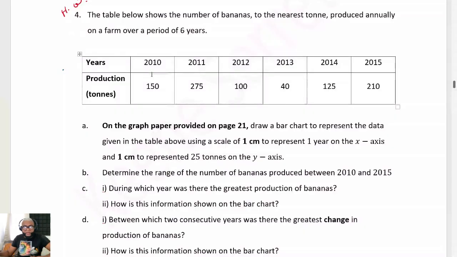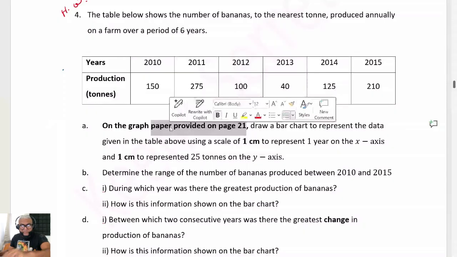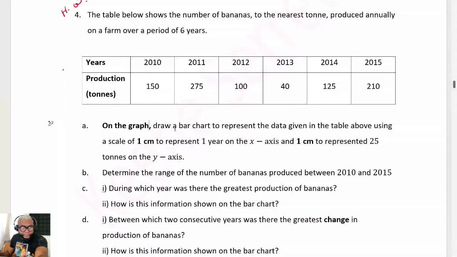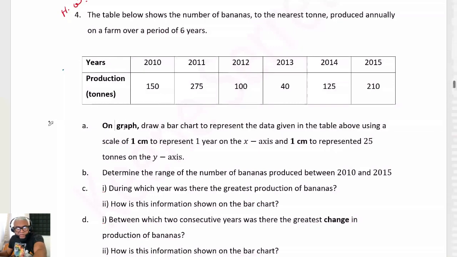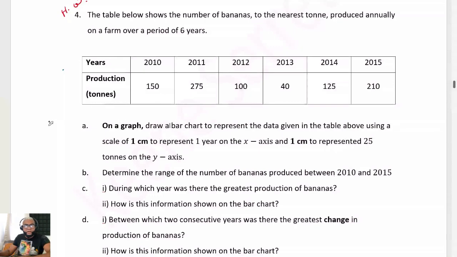On the graph paper provided, well, it didn't provide it. There's a CXC past paper, so there was no graph paper provided here. On a graph, draw a bar chart to represent the data given in the table above using a scale of 1 centimeter to represent 1 year on the x-axis and 1 centimeter to represent 25 tons on the y-axis.